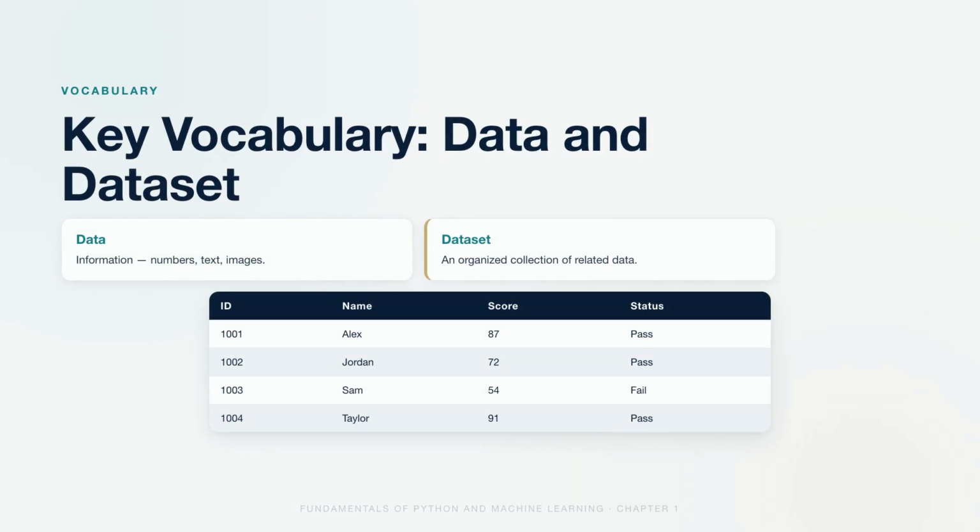The first vocabulary term is data. Data is information that can be collected, stored, and analyzed. Data can include numbers, text, dates, categories, images, audio, or other types of information. A dataset is a collection of related data organized for analysis. A dataset might look like a spreadsheet where rows represent individual records and columns represent different pieces of information. In machine learning, the dataset is the starting point. Without data, there is nothing for the model to learn from.